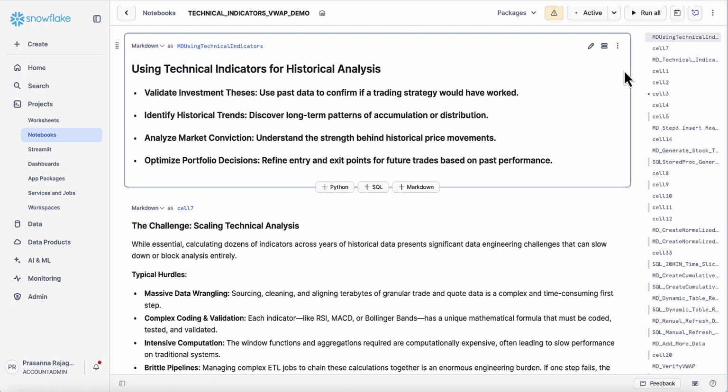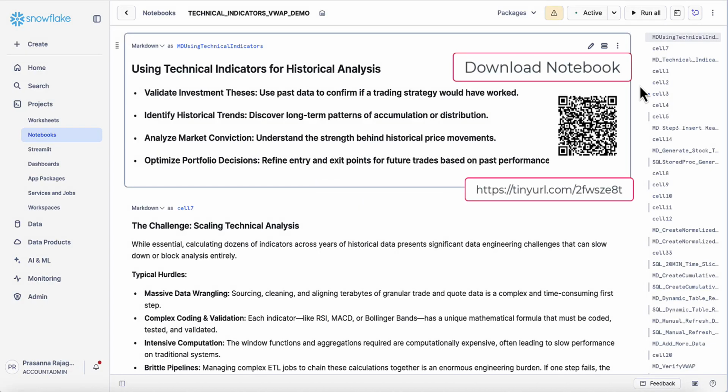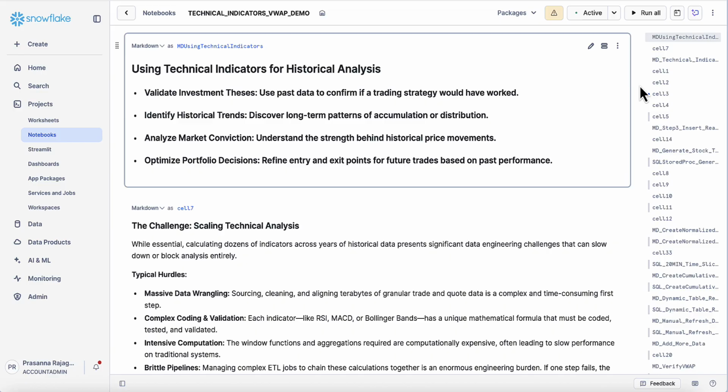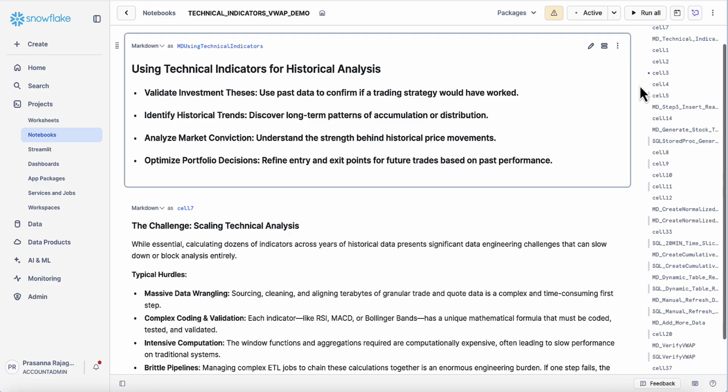For portfolio managers and traders, the key to predicting future market behavior, like identifying momentum in a stock, is hidden within the patterns of the past. The challenge is analyzing massive volumes of historical data to find that genuine edge. This is where technical indicators become essential analytical tools.